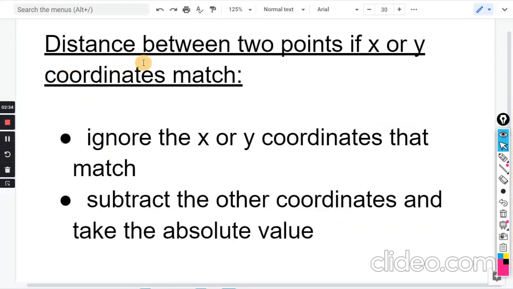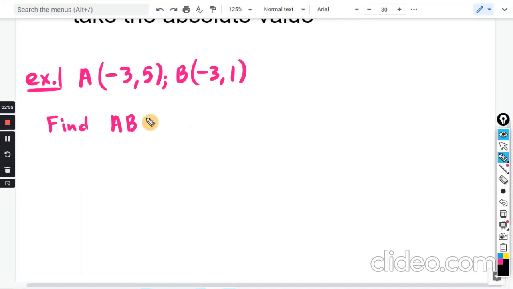So if you want to find the distance between 2 points, if the x or y coordinates match, there's only 2 steps. You want to ignore the x or y coordinates that match, and then subtract the other coordinates and take the absolute value. So let's take a look. All right, so let's say we have points A and B, and we want to find AB. Now you can see here the x coordinates match, -3 and -3. Let me label these. I'll call this x1, y1, and I'll call this x2, y2.